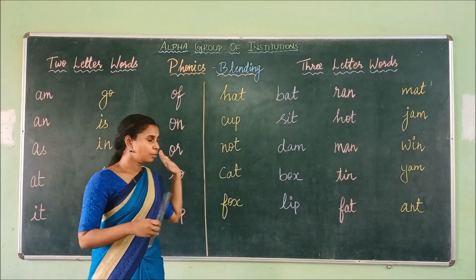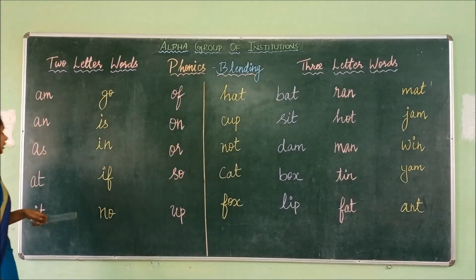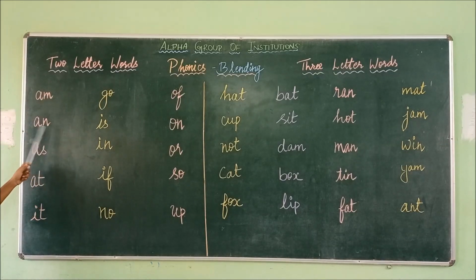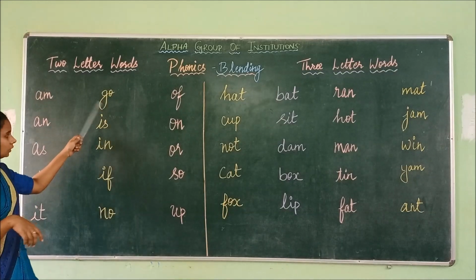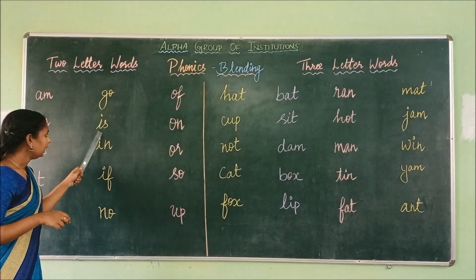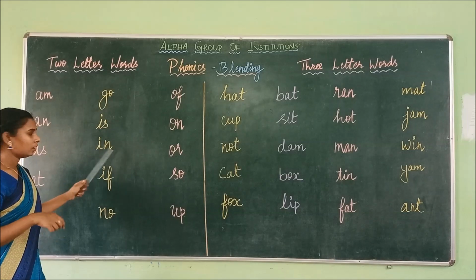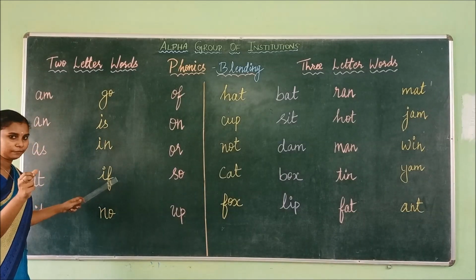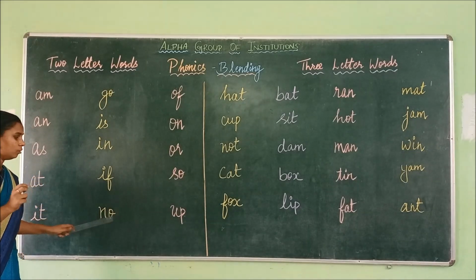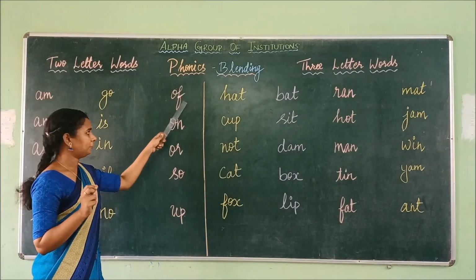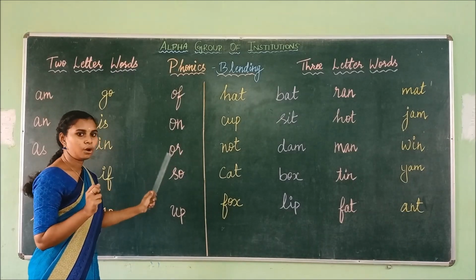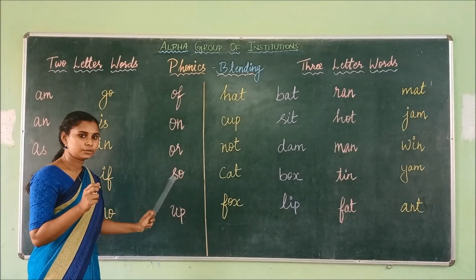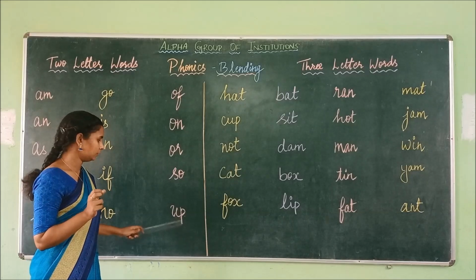So we have a short recap of both the two-letter words and the three-letter words. Am, as, at, it, go, is, in, off, no, on, or, so, up, put.